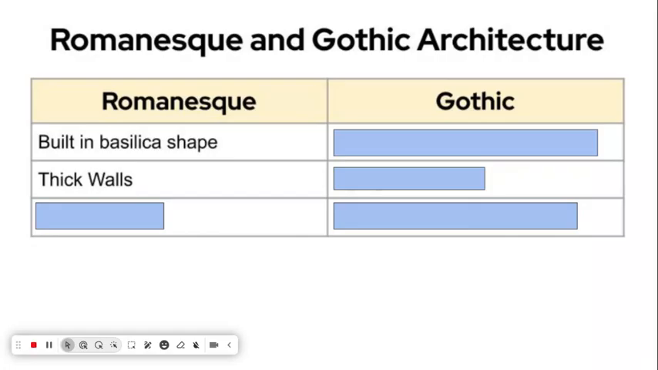There are very thick walls, meaning that because you don't have flying buttresses, the weight of the walls has to be borne by the wall itself. And thus, it's not uncommon to find a church that has walls that are about 3 foot thick, if not more. Along with that, you have very few windows. Part of that is, again, the engineering of the walls itself. It just doesn't lend itself to the use of windows.